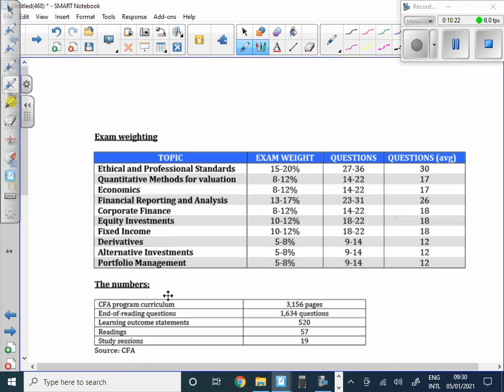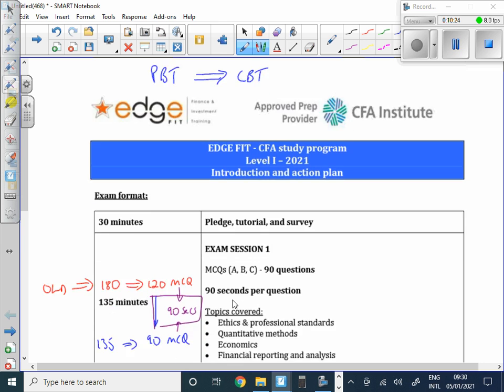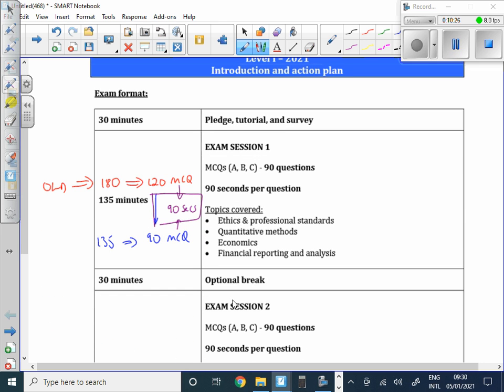Okay, let's go back over here, guys, just to show you exactly what's changed. Your exam format now, guys: the first 30 minutes, you will come in, do your pledge, the tutorial just to show exactly how things work, and a little bit of a survey as well. CFA is very big on their surveys. They like to make sure that they're in touch with their students. Thereafter, we'll start exam session number 1. It's 90 multiple choice questions.